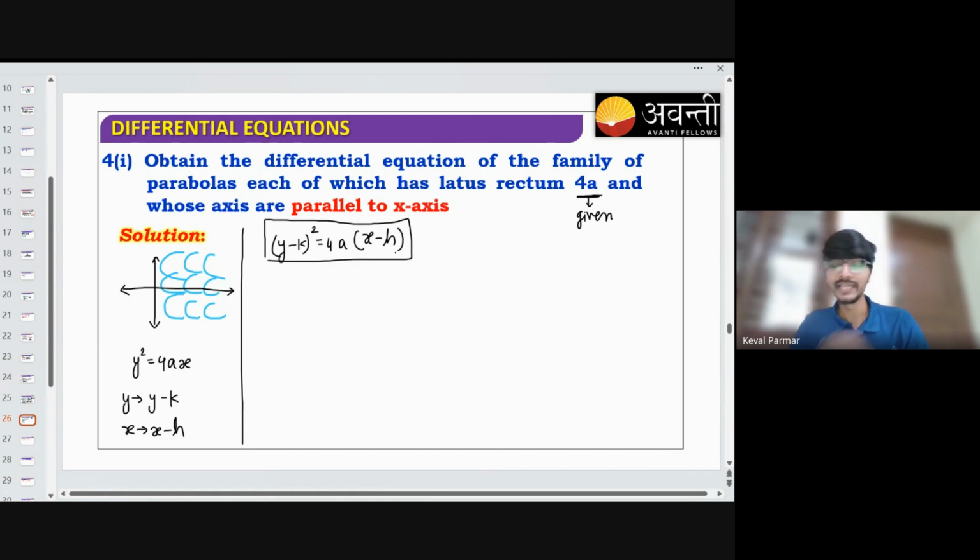Now I have to see how many arbitrary constants are there. Come on. How many arbitrary constants are there? Come on, it is a very simple question. No answer? How many arbitrary constants are there?